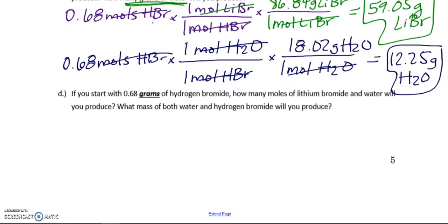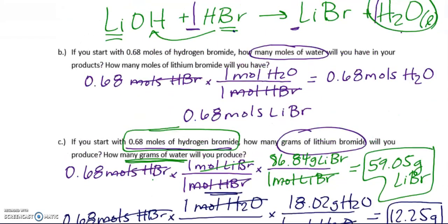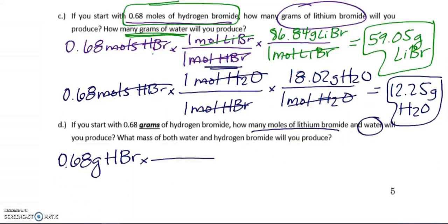Okay, so now we're starting with grams, and we need to get to moles of lithium bromide and water. And then later, we're going to solve for the mass of both lithium bromide and water. So starting with 0.68 grams of hydrogen bromide, I cannot do this next step here that I did previously. I cannot do my mole to mole ratio because I'm not in terms of moles yet. So every time you are given a mass, you have to change it to moles so that you can use your mole to mole ratio in your balanced chemical equation to solve for other compounds.